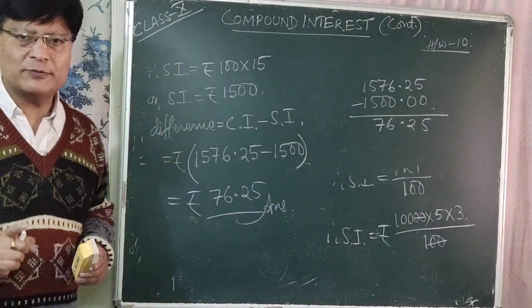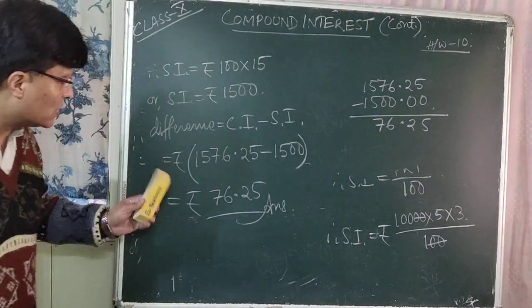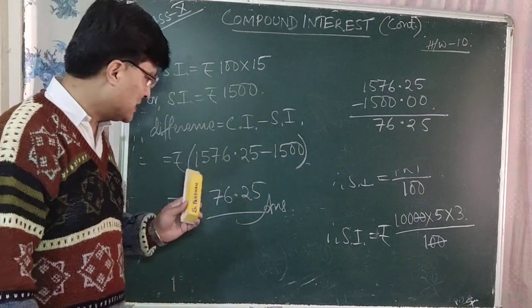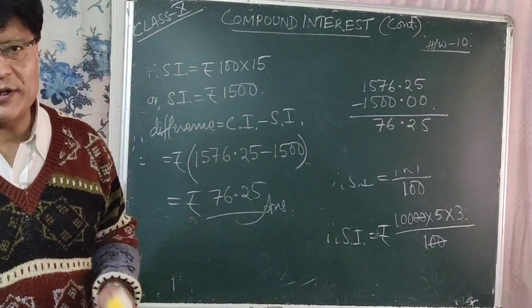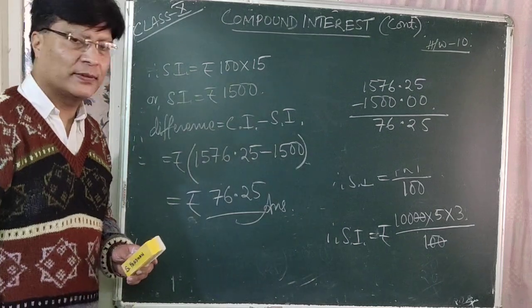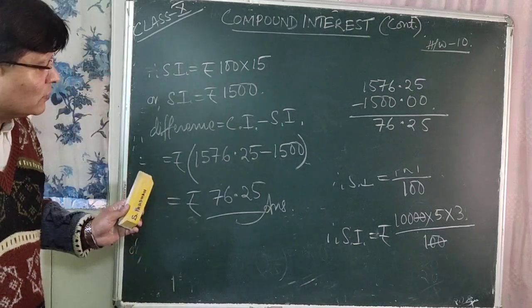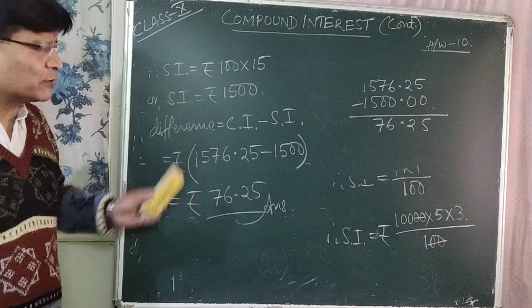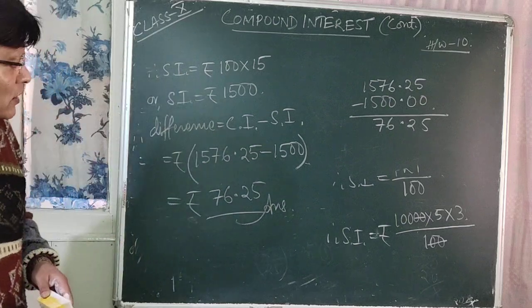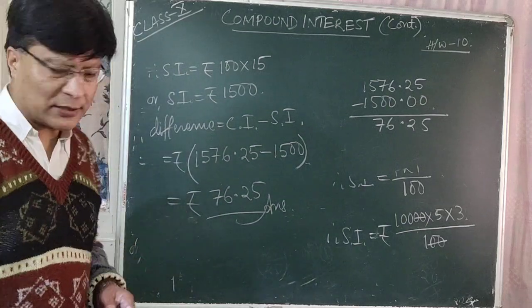So what is the difference between the compound interest and the simple interest? The answer is rupees 76 and 25 paise. Is that right? Is that clear to all of you? So you have to understand the question and you can do it. Okay? So you can copy it.